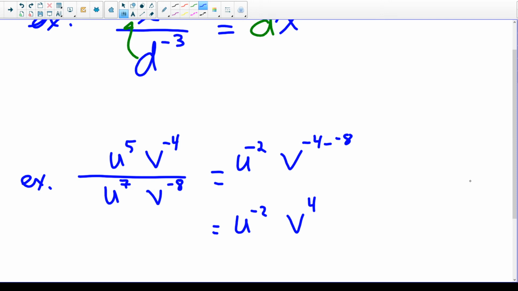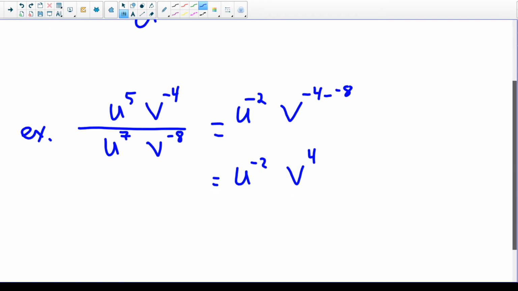And now in the final stages, you then ask yourself, are there any negative exponents? And there is. U to the negative 2 can't stay U to the negative 2. It's going to slide down as a denominator. So the V to the 4 is going to stay as a numerator. The U is going to slide down to the bottom, and the power is going to become positive.